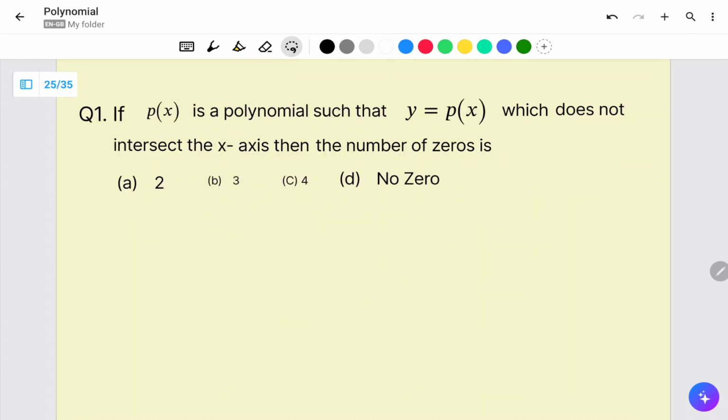The first question says, if p(x) is a polynomial such that y equal p(x) does not intersect the x-axis, then the number of zeros is option A 2, option B 3, option C 4, option D no zeros. So here the correct option is option D.